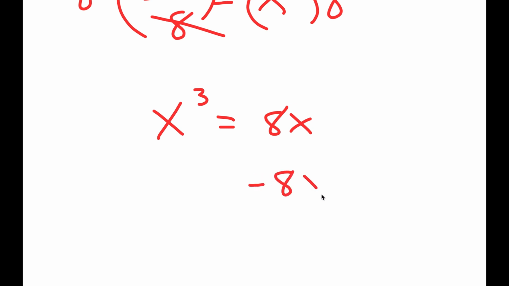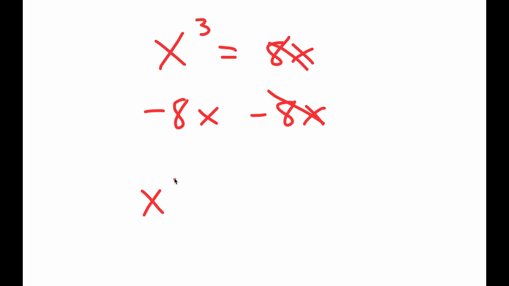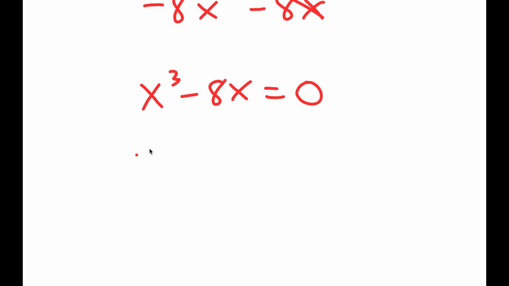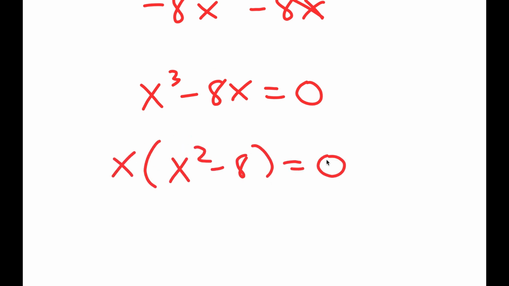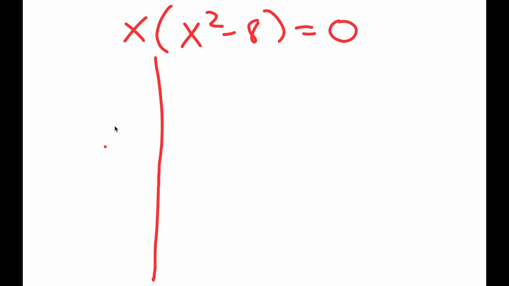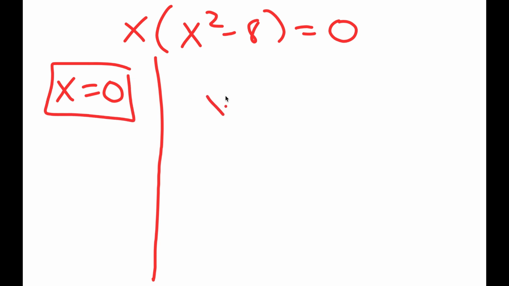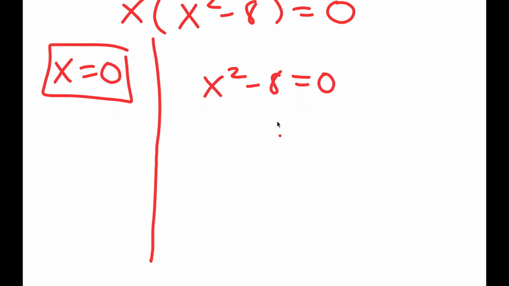Now if I subtract both sides by 8x, these two cancel out, and I get x to the power of 3 minus 8x is equal to 0. And from here, I'm going to factor out x, so I get x times (x squared minus 8) is equal to 0, giving me two equations. x is equal to 0, which is a solution, and x squared minus 8 is equal to 0.